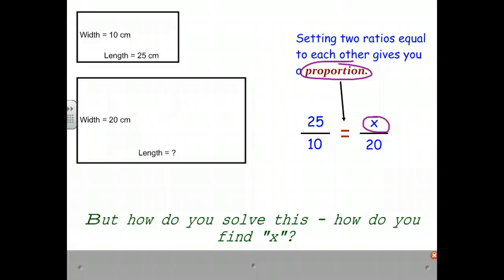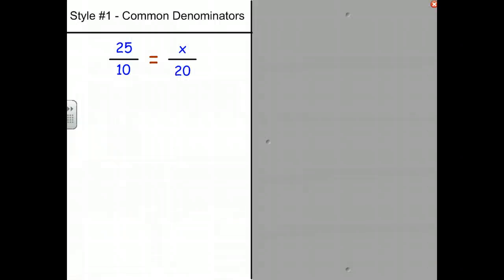Well, there are two different ways that we could really look at solving for x in this case. The first one involves something that's pretty familiar with fractions, and that's finding a common denominator. So first, we've got to figure out what the common denominator for 10 and 20 is. In this case, the least common denominator, although we could use any common denominator, is just 20. So in this case, LCD equals 20.